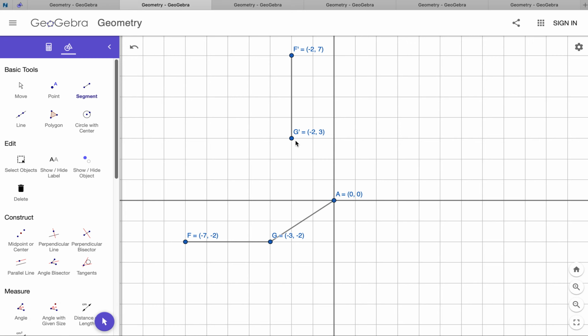So again, this slope and that slope are 90 degrees. Take G and thump it up.